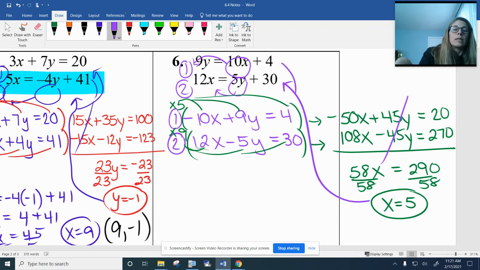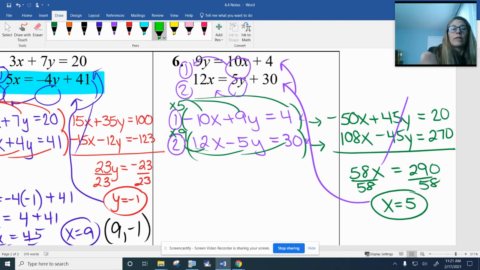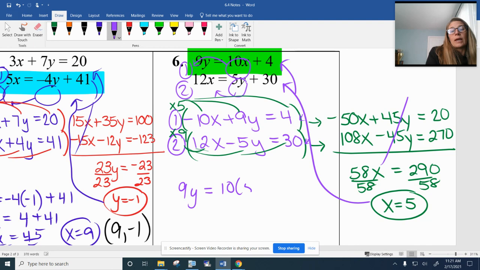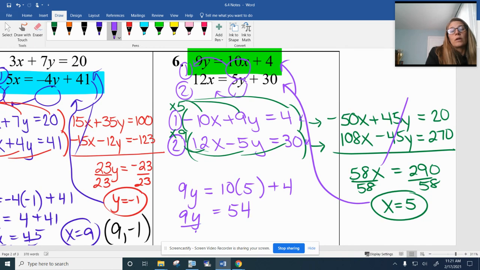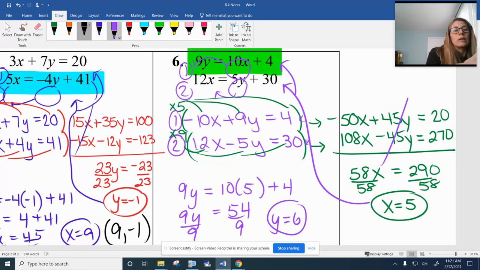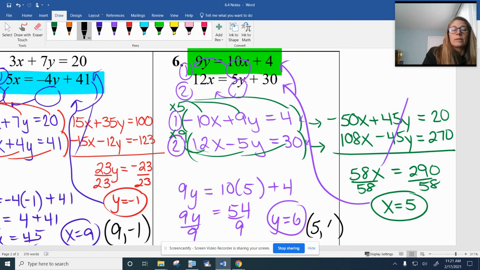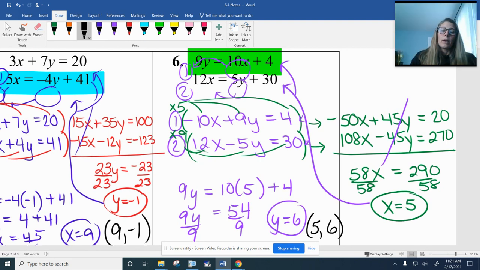Substitute that into any one of your originals here. Doesn't matter which one you'd like to use. Since I'm going to try to get my y by itself, I think I'm going to do this equation here. So 9y equals 10 times x, which is 5, plus 4. That gives me 54. And then I divide by 9, and I get y equals 6. So my ordered pair solution is 5 for my x and 6 for my y. And that's it.